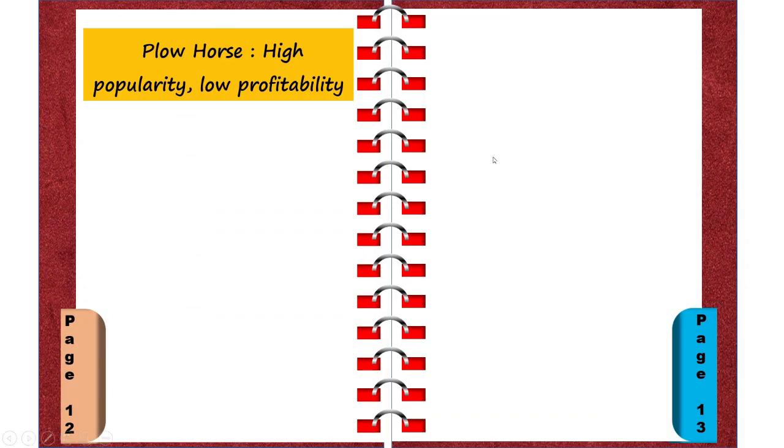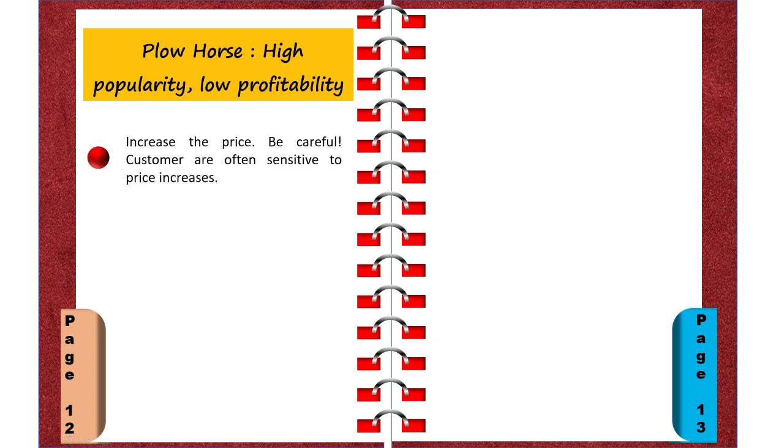Plow horse category. What are plow horses? They are high popularity category items and low profitability. So what will our decision be accordingly? Because they are low in profitability, we can increase the price, but remember this. Be careful because consumers or customers are always very price sensitive. If the price is increased, then popularity may be affected. You should very carefully increase the price so that profitability will go higher. That is one decision we can take.